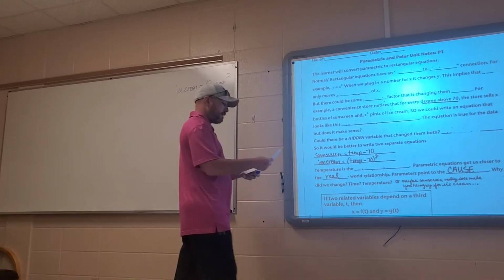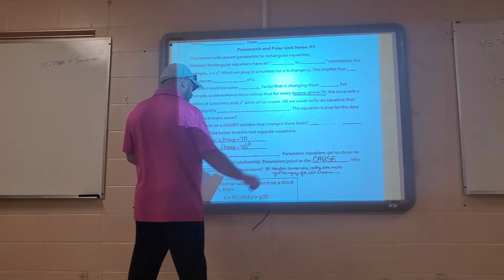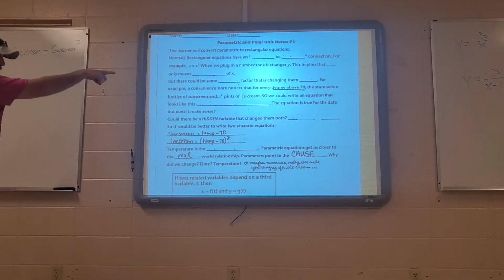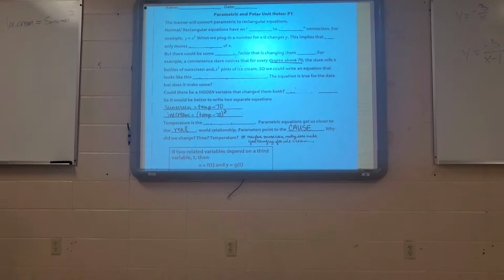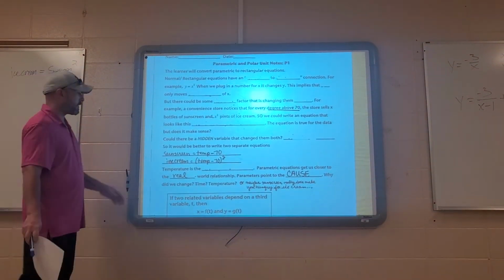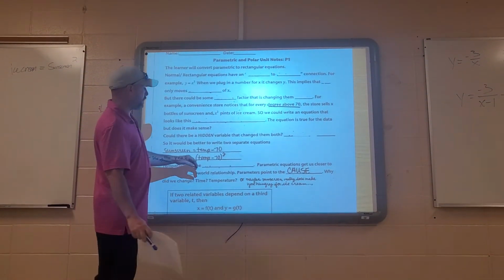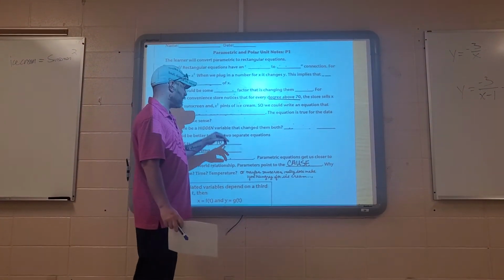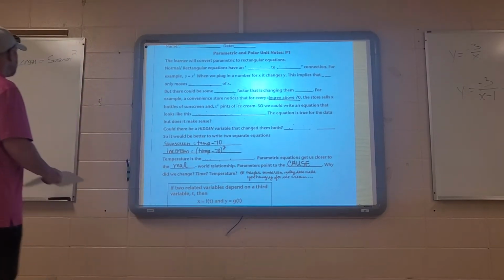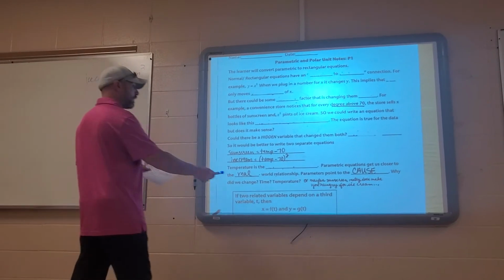Could there be a hidden variable that changed them both? Like temperature. So temperature is what you would put there. So it would be better to write the two separate equations. Sunscreen equals the temperature minus 70, and ice cream equals the temperature minus 70 squared. Okay? Temperature is the parameter.